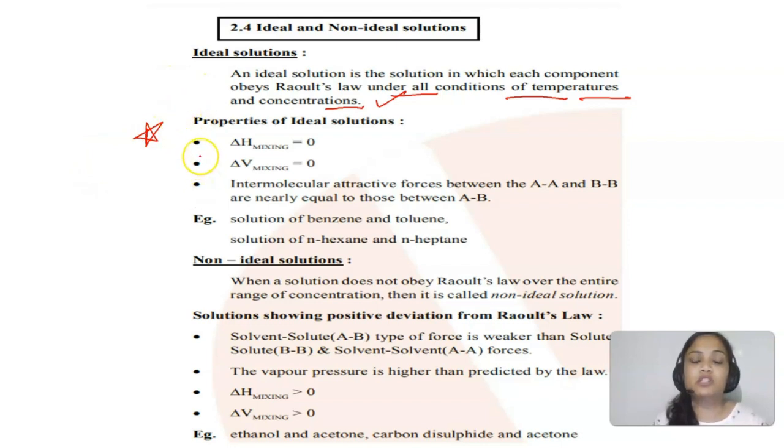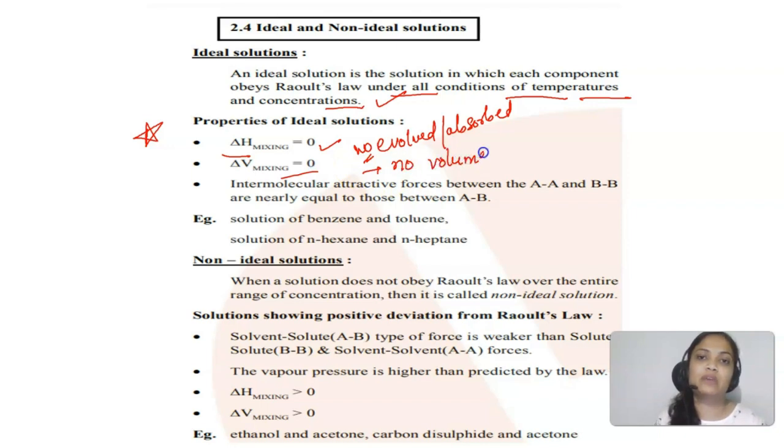What are the conditions for an ideal solution? So delta H mixing is 0, meaning no energy would be evolved or absorbed. And delta V mixing is also 0, meaning there will be no volume change when the two components are mixed. So no volume change will happen.